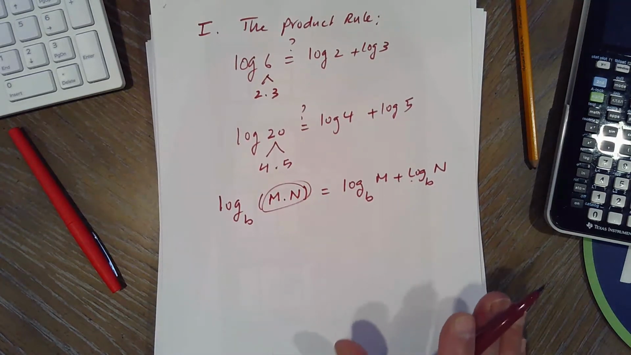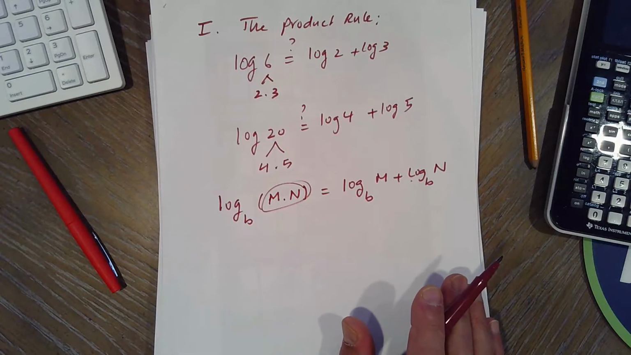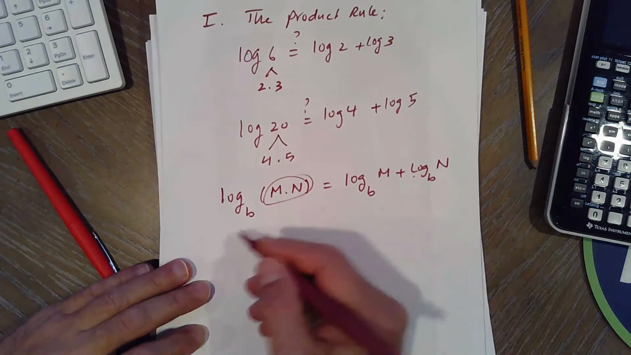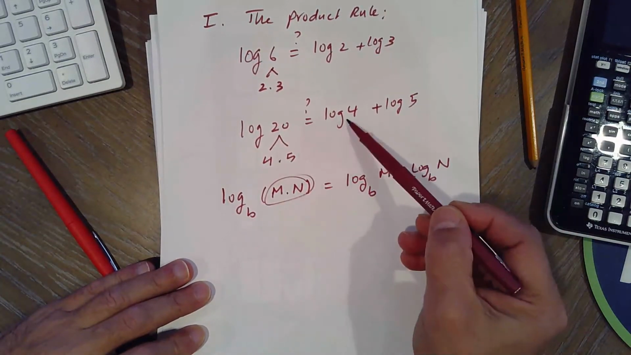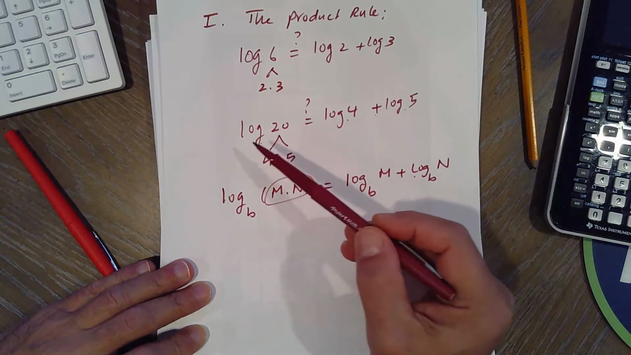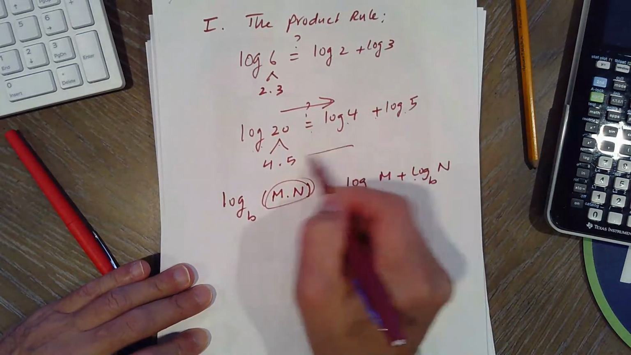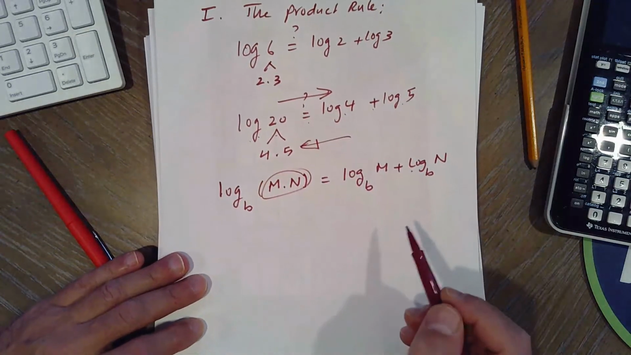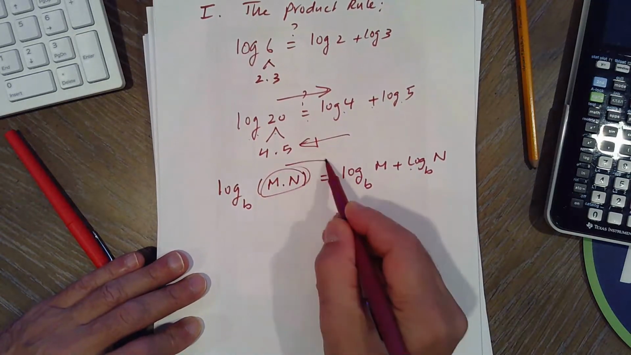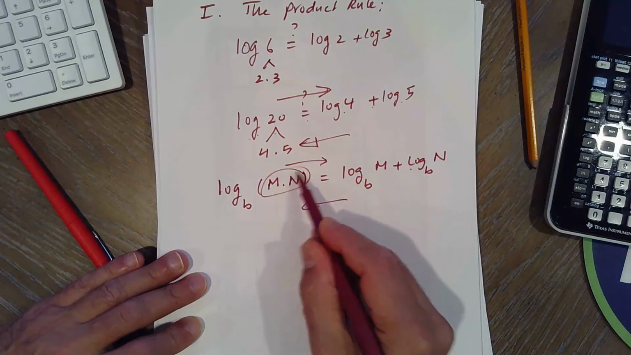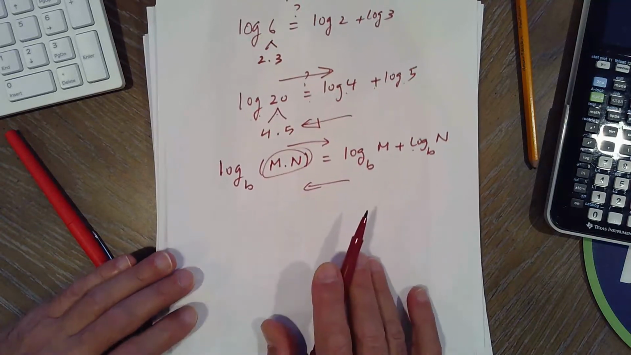As long as everything is defined and real. This is called the product rule. It works both ways. So in other words, log of 4 plus log of 5 equals log of 20, and log of 20 is, so going this way, you break it down, going backwards, you condense the log, okay? So expanding, condensing, expanding, condensing.